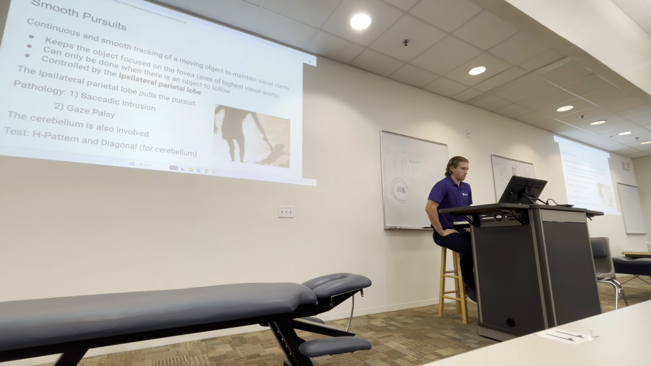Smooth pursuits, that's just following an object, like follow my finger, your eyes are moving smoothly in unison, and that's going to correlate to the same side parietal lobe. So if I want to do a smooth pursuit to the right, testing right parietal lobe, smooth pursuit to the left, left parietal lobe.